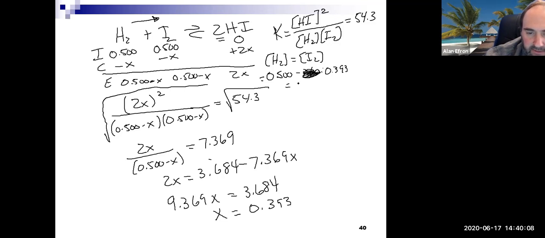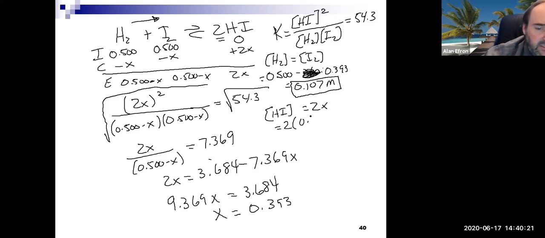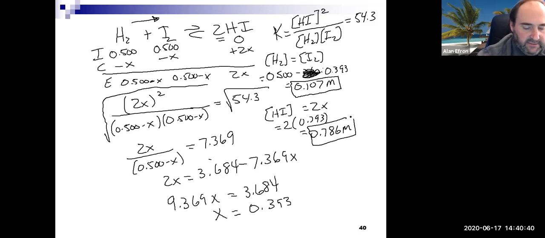It would just give us 0.5 minus 0.393, just minus x, and that would get us 0.107 for each of those. And again, it is a concentration, so you do want to label the molarity there at the end. And for our HI, that is the one with the 2. It's going to equal 2x, so that would give us 2 times 0.393. And we will end up with 0.786 molar. And those would represent the equilibrium concentrations of each of those guys.